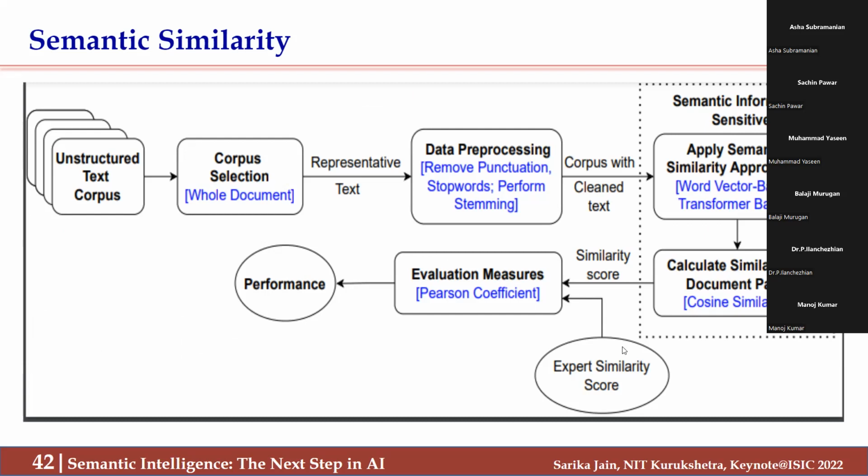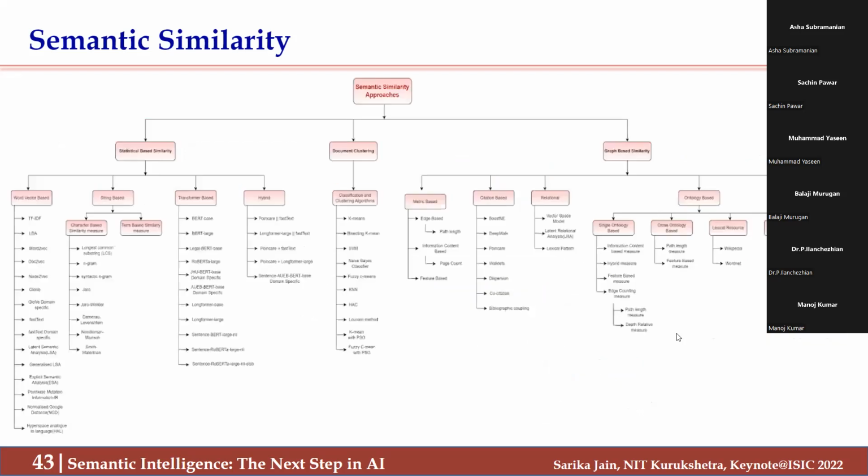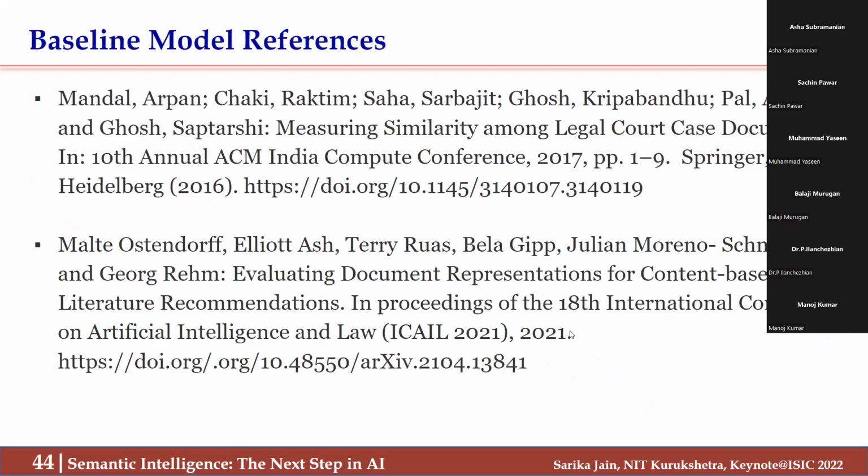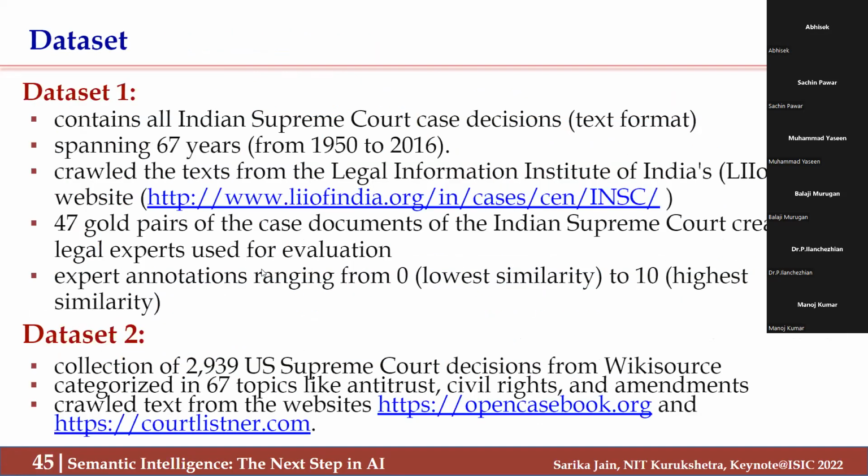We are also in discussion with an expert from the Punjab and Haryana High Court of India to get the expert similarity score. And we have got two data sets. This is one of the model references that we are looking at, and this is the other one. The first one has created an Indian data set for the Supreme Court decisions, and the second one has created a data set for the US court decisions. I will come to it.